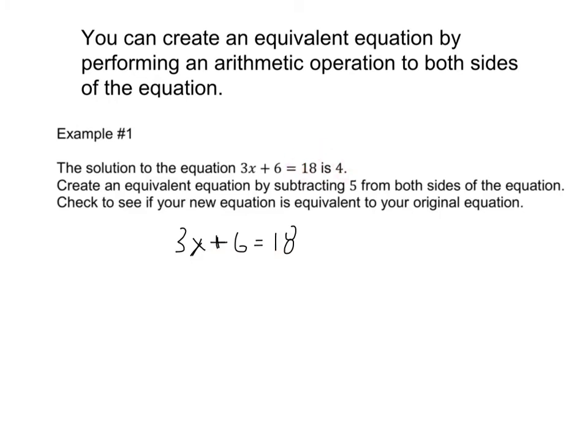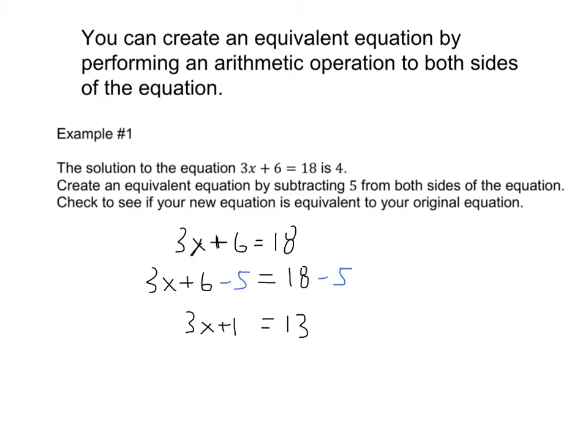All right, what we want to do is create an equivalent equation by subtracting 5 from both sides of the equation. Then we're going to check to see if our new equation is equivalent to our original equation. So let's subtract 5 from both sides. I have 3x plus 6, and I'm going to subtract 5 from the left. In order to make an equivalent equation, we need to do the same thing on the left that we do on the right. So on the right-hand side, I also need to subtract 5. What does that give us? That gives me 3x plus 1 on the left, and 13 on the right.